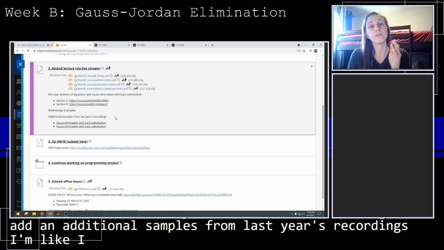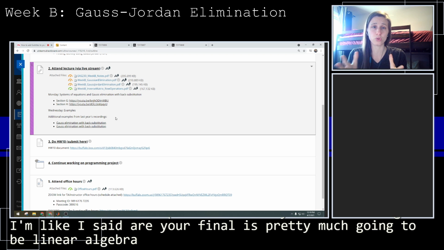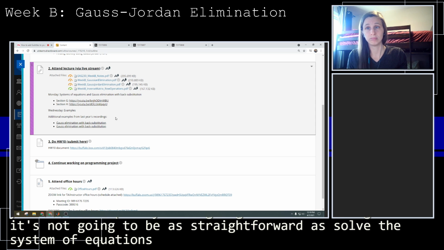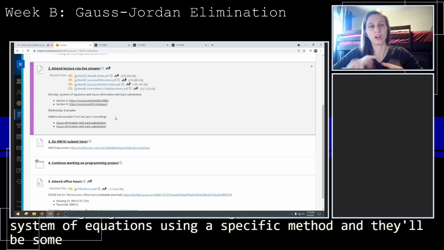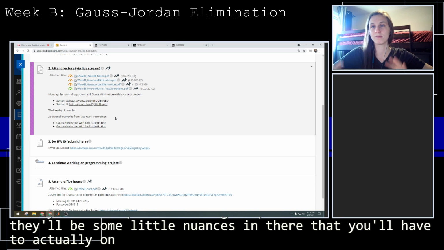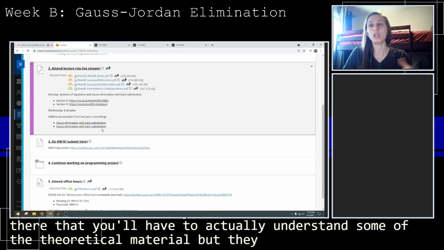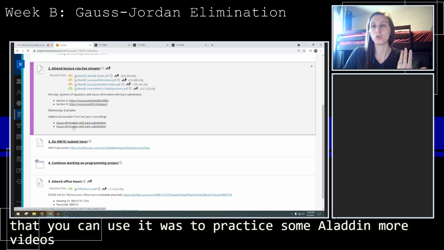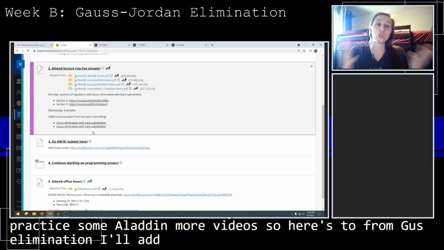Like I said, your final is pretty much going to be linear algebra. It's not going to be as straightforward as solve this system of equations using a specific method. And there'll be some little nuances in there where you'll have to actually understand some of the theoretical material. But there are examples here that you can use to practice. So I will add in more videos. So here's 2 from Gauss elimination. I'll add in more. So you should have plenty to choose from.